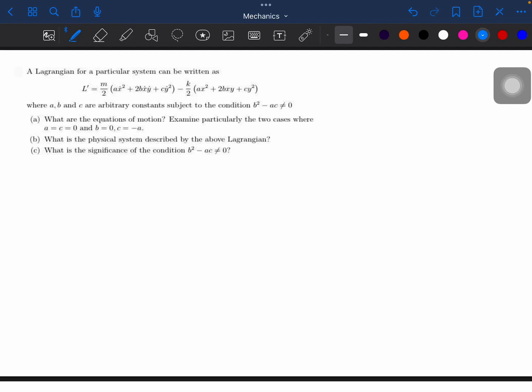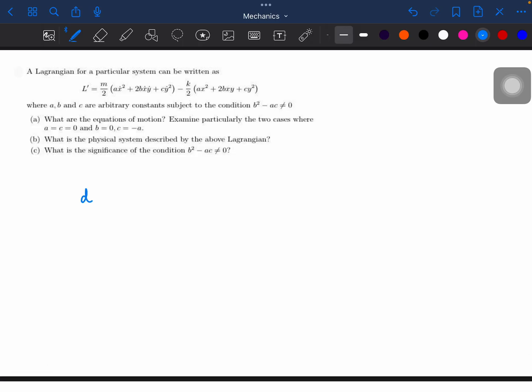Now we'll discuss this question. In this question, they have given that the Lagrangian for a particular system can be written in this form, and they are asking us for the equations of motion in the first part of the question. So, how do you find the equation of motion?